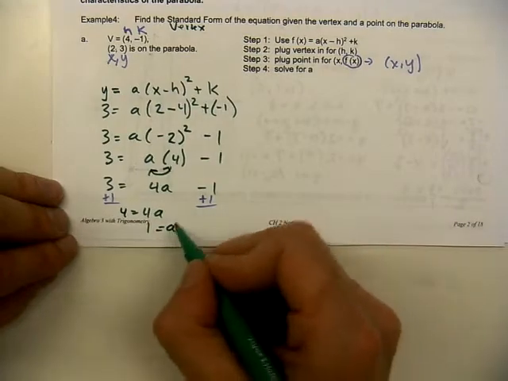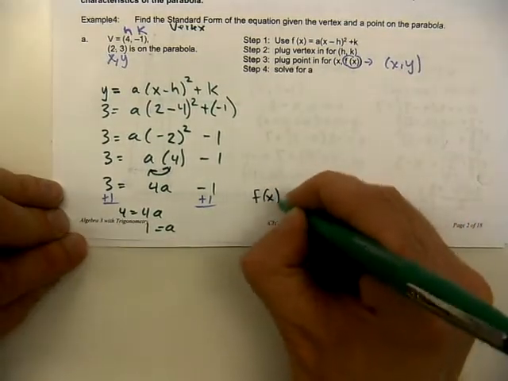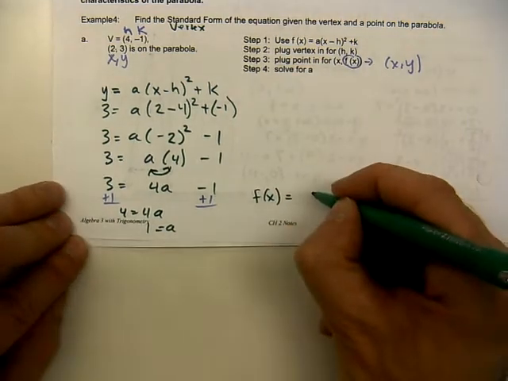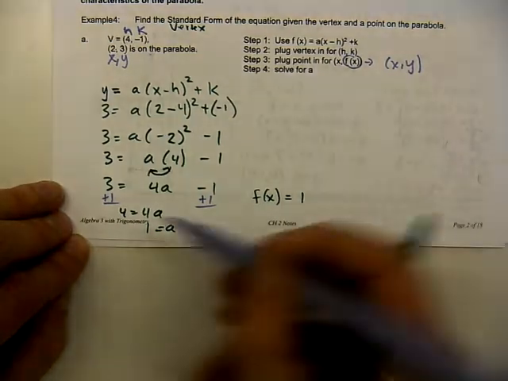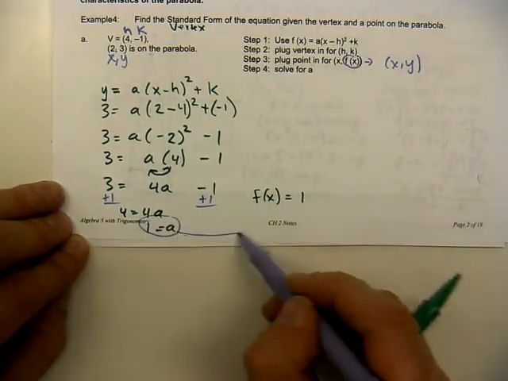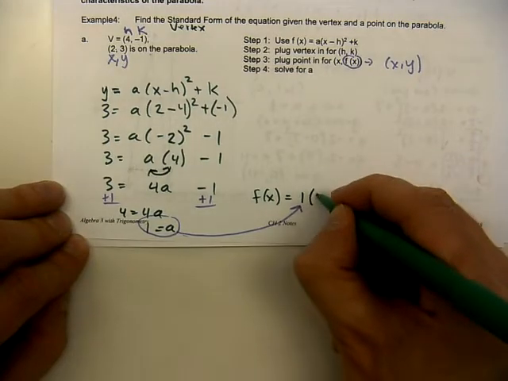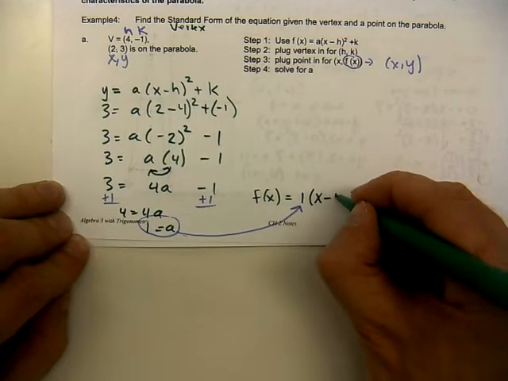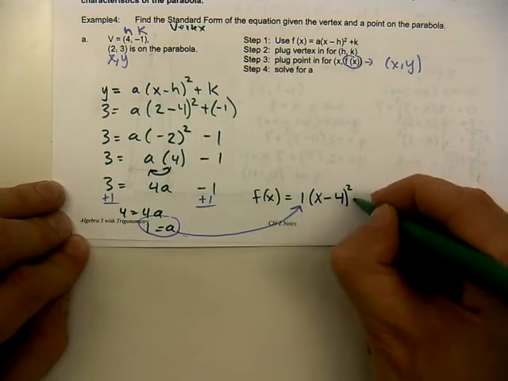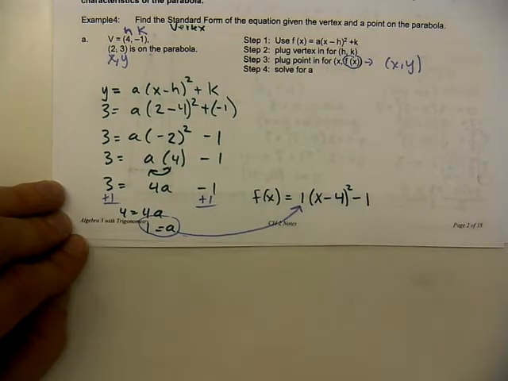So as we take that information to write the standard form, our function is, okay, normally we don't write the 1, but just to kind of emphasize the fact that, yes, we did find it, and I didn't forget a step, there it is. And then we want the h and the k. So x minus the h value of 4, quantity squared, and k is a negative 1, so minus 1. So there it is, the standard form.